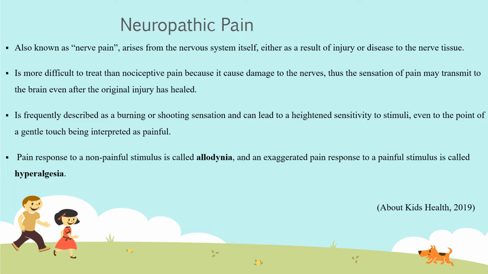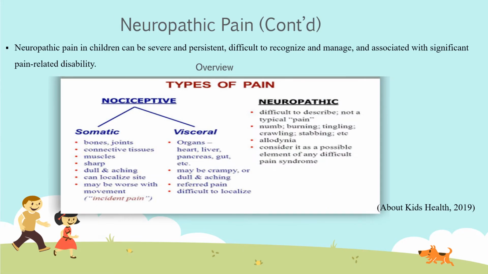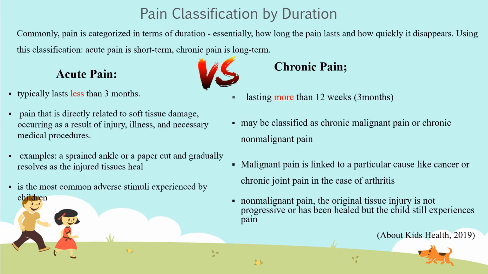It is frequently described as a burning or shooting sensation and can lead to a heightened sensitivity to stimuli, even to the point of a gentle touch being interpreted as painful. Pain response to a non-painful stimulus is called allodynia, and an exaggerated pain response to a painful stimulus is called hyperalgesia. Neuropathic pain in children can be severe and persistent and difficult to recognize and manage, which is associated with significant pain-related disabilities. Pain classification by duration.